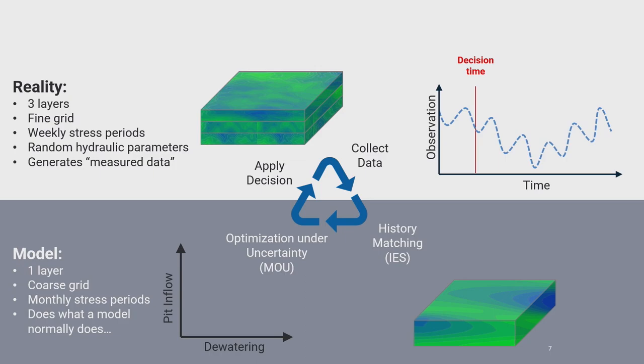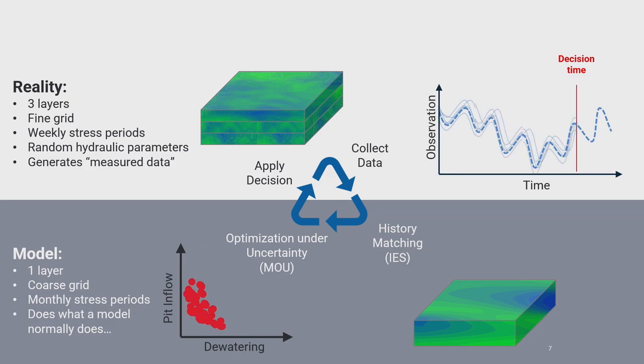We use that model to simulate a period of time until we want to make a decision. We collect that data. We pass it to our working model down here at the bottom of the slide, which is single layer, coarser grid, coarser timescale, and represents the models that you and I would build in our day-to-day lives. So we take that collected data, we history match our working model with IES, we pass our posterior parameter ensemble to PEST++ MOU, and optimize that trade-off between pit inflow and dewatering, choose our point here on the far right of that trade-off curve, pass that decision back to the real world, and repeat as we advance in time through cycles of time.